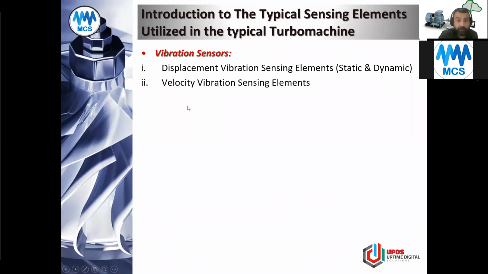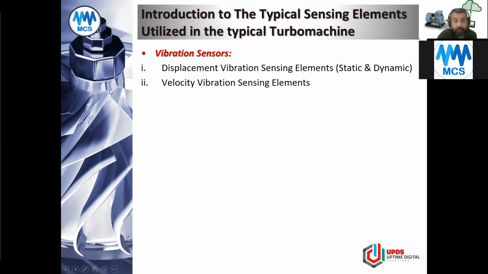We have the velocity vibration sensing element, and this is commonly used to measure the absolute vibration on the casing, especially for the GTs and STs. STs we call steam turbines, and GTs we call gas turbines. Later on, you can put another letter to know the driven machine or the application you would like to attach. So if we say GTG, this is a gas turbine generator train.